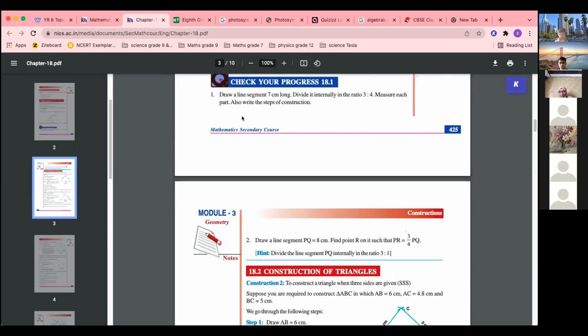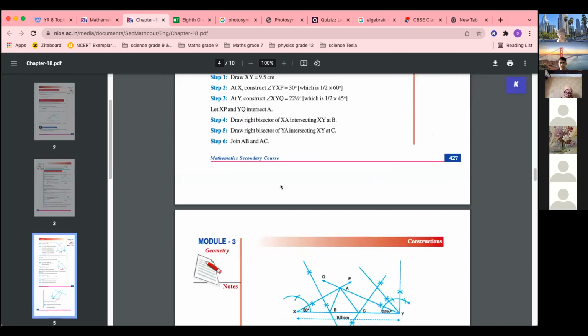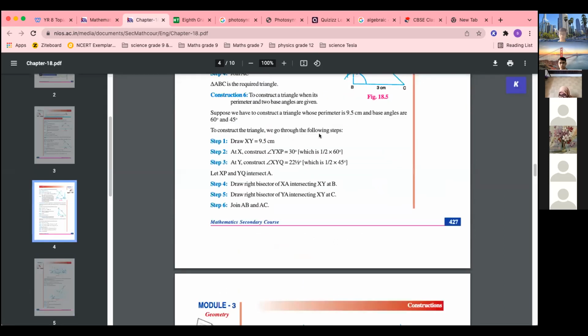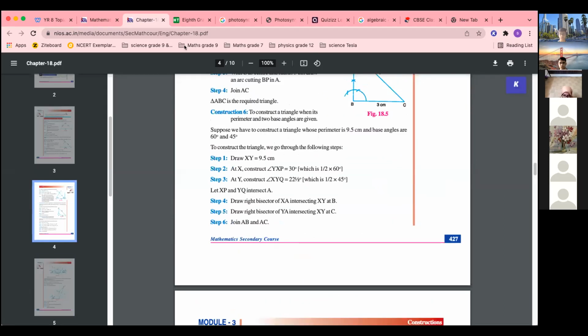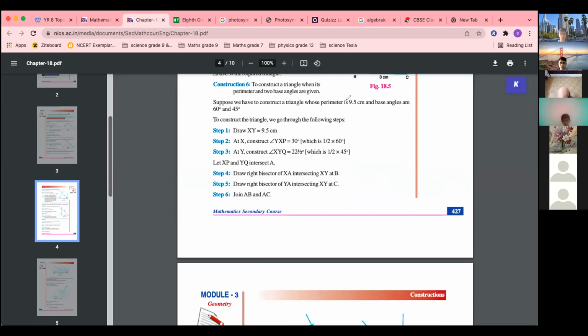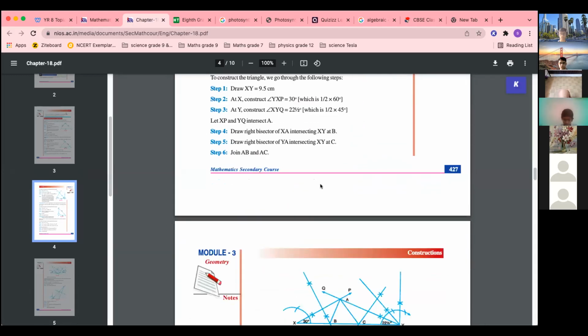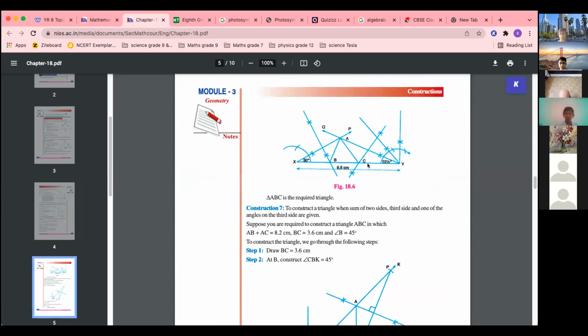Now, when the perimeter is given and 2 angles are given, how will we draw it? Suppose we have to construct a triangle whose perimeter is 9.5 and base angles are 60 and 45 degrees. So we'll draw the length of the perimeter first. The diagram is given, and I'll show the diagram only because it is a bit complicated. So first draw the length of the perimeter, 9.5. We'll draw XY as 9.5.